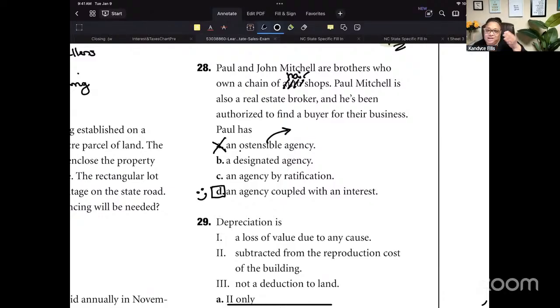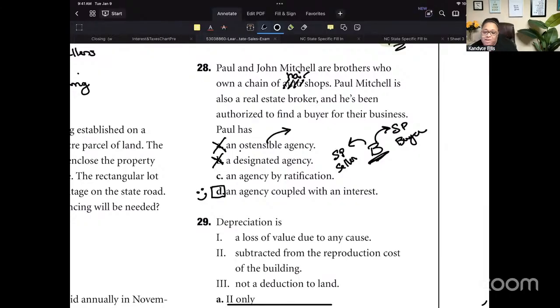Designated agency is a very specific type of real estate agency where you have a broker who says, hey, salesperson, you represent the seller, and hey, other salesperson, you represent the buyer, and I'll stay here and I'll be neutral. That would be designated agency, and that's not what this problem is talking about.